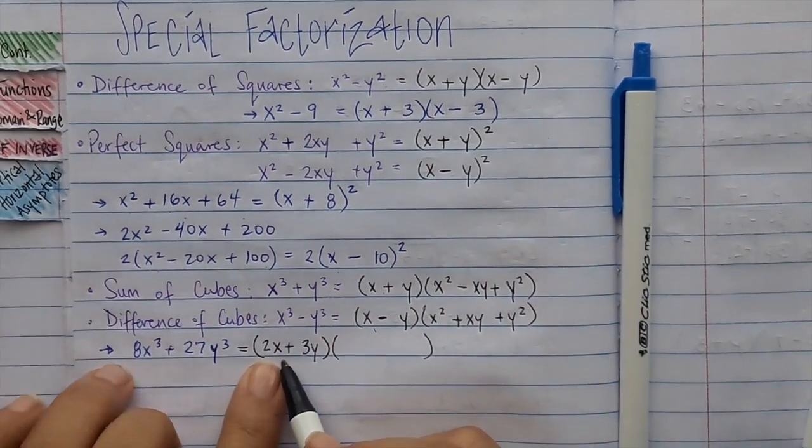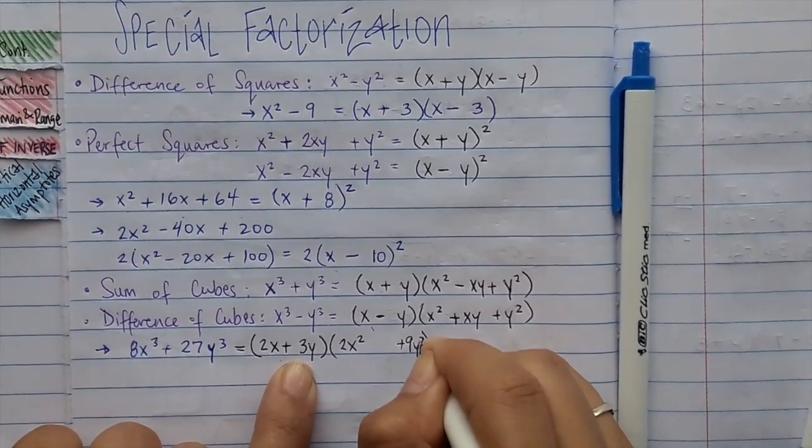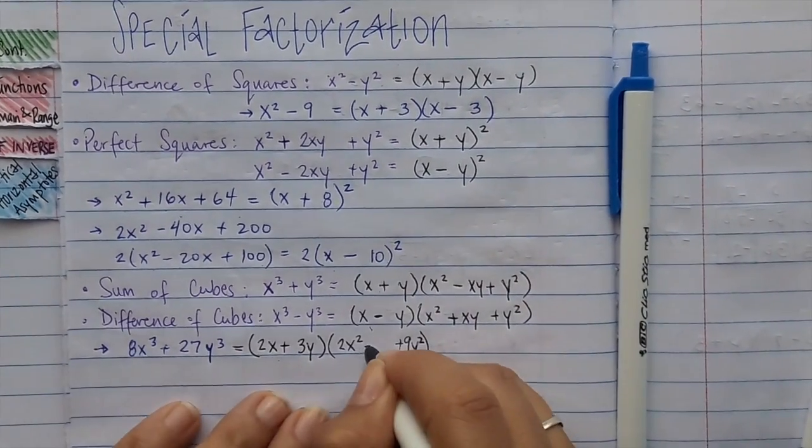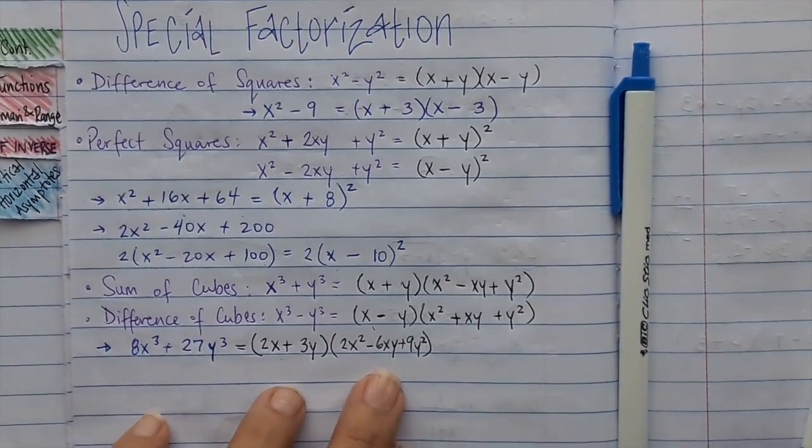So take the first thing and square it, that's going to be 4x squared. Take the last thing and square it, that's going to be 9y squared. Then multiply first and last term together to get 6xy and change the sign to a negative.